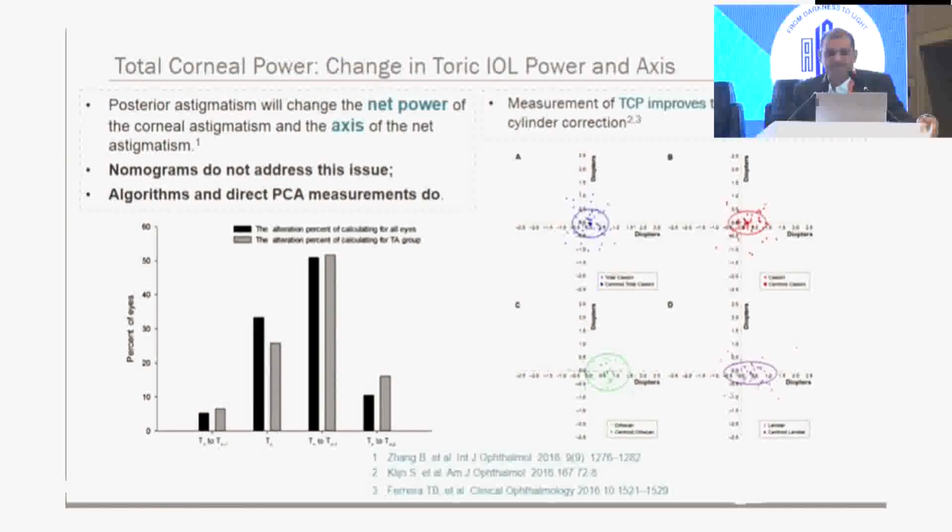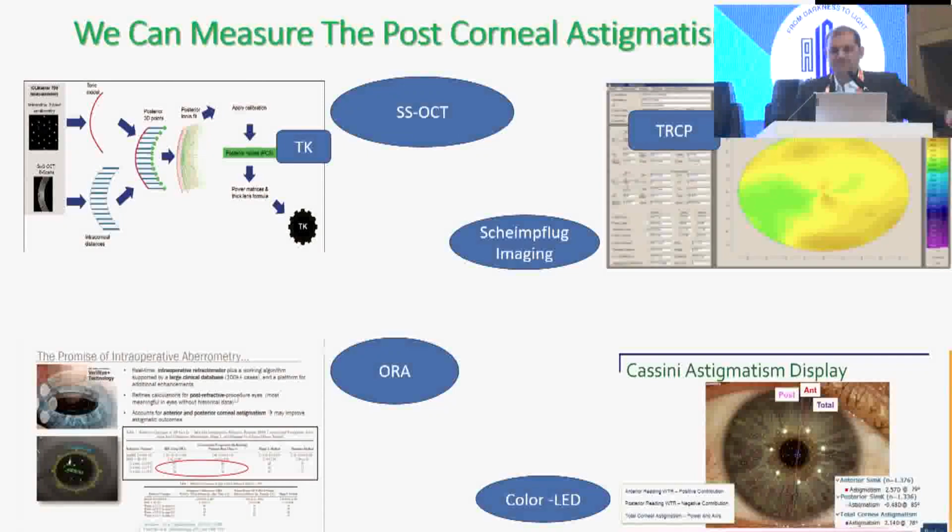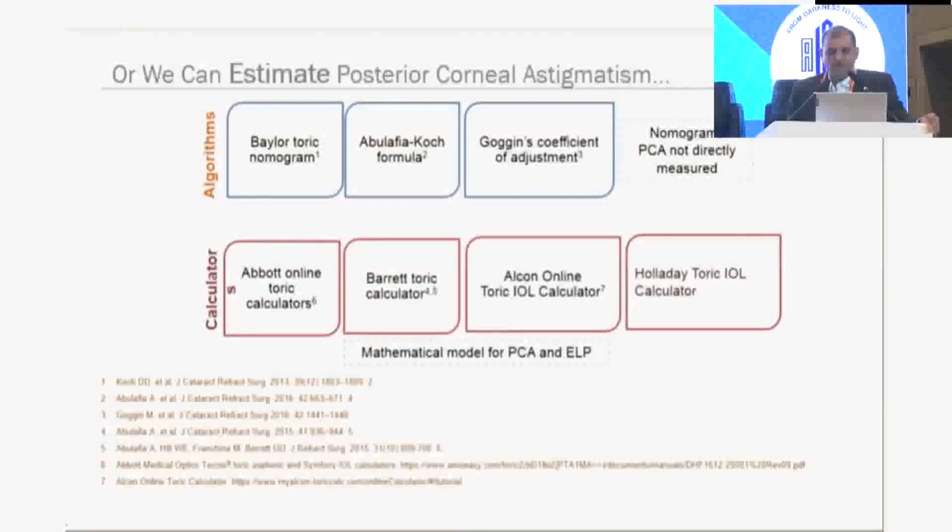So in 2016, Dr. Ferreira came with this article, and he found out that the posterior astigmatism will change the net power of the corneal astigmatism and the axis of the net astigmatism. So nomograms were not addressing the issue. So the algorithms and direct PCA measurements will do. So at that era, in 16-17, many machines were coming up which can measure the posterior corneal power and astigmatism. So now we have two things: whether you have to estimate the corneal power or you have to calculate it.